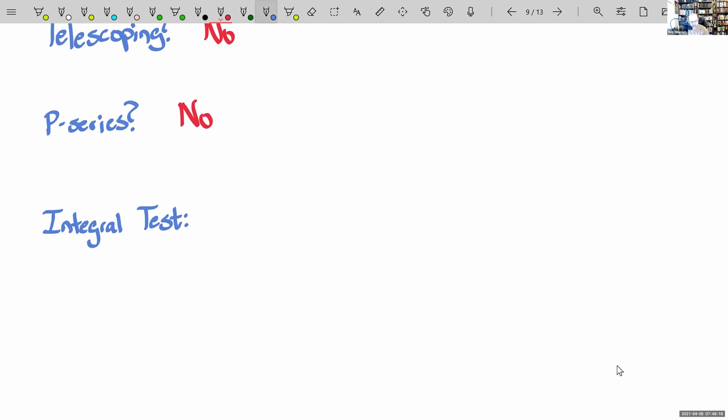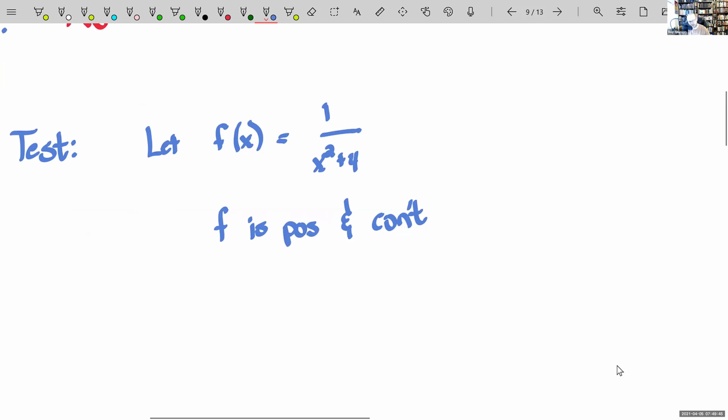So let's go ahead and do that. We're going to let f of x equal 1 over x squared plus 4. We know f is positive and continuous. In fact, it's always positive. It's always continuous. You never have division by 0 there. And no matter what you plug in for x, it's always positive. So first two conditions, easy breezy.